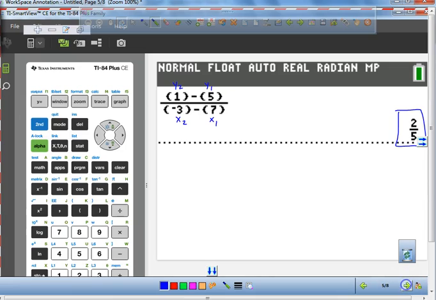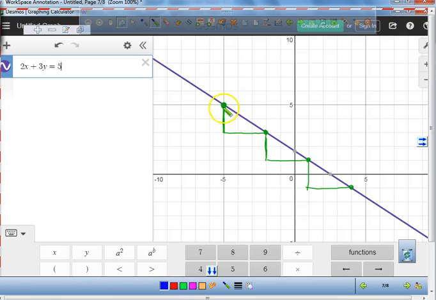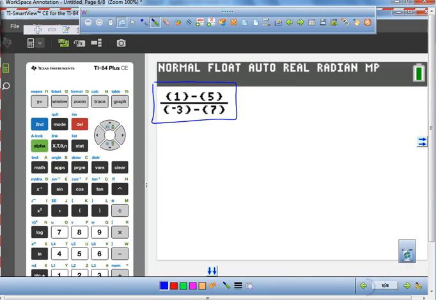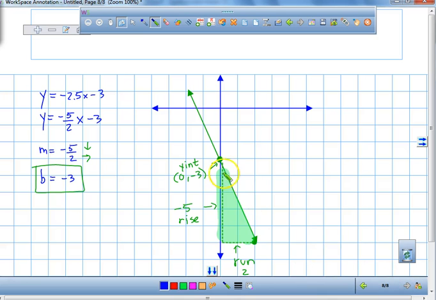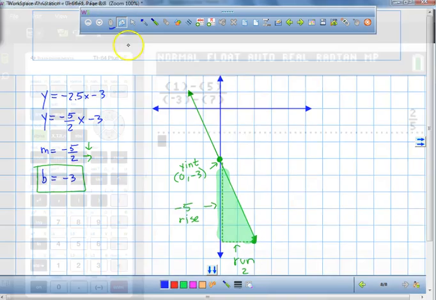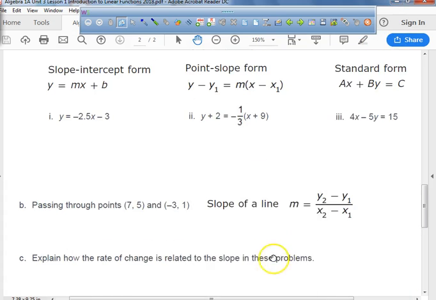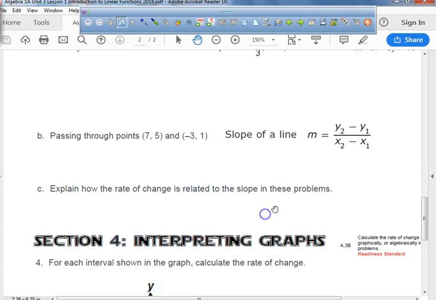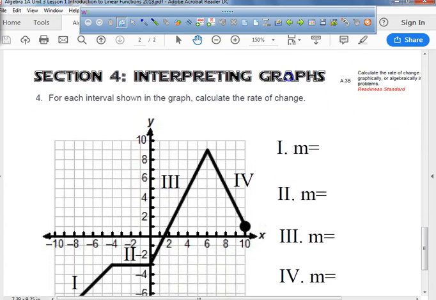If we look over our graphs, see if we can find something. What was the rate of change? What did it do? It went down 2 over 3, down 2 over 3, down 2 over 3. Did that change at all? No. It stayed the same. That's why they call it a constant rate of change. So what was the slope of this one? It went down 5 and over 2. That was its constant rate of change. So that's what you need to understand. How are they related? The slope is the rate of change. That's how they're related.